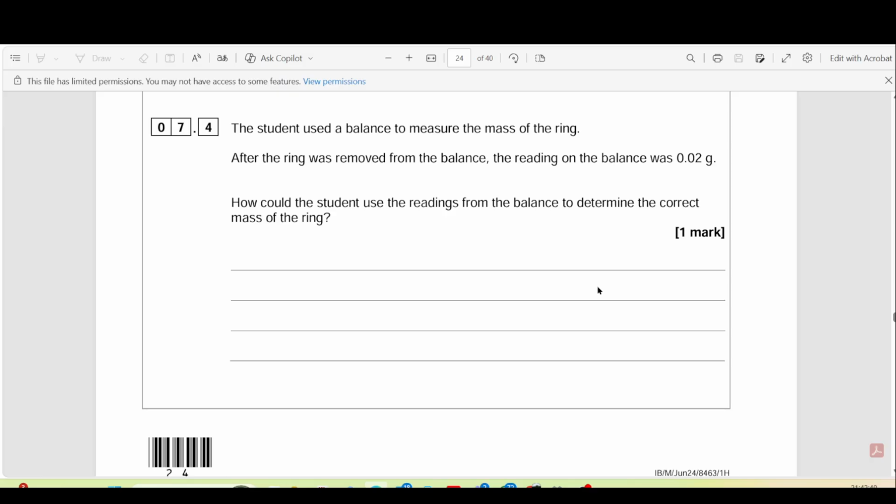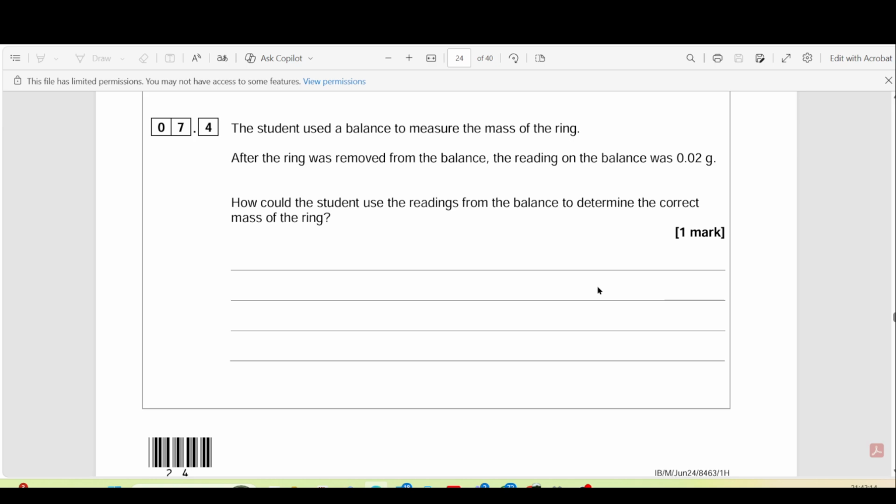Well, he put it on a balance. The reading on the balance was 0.02 grams. So the ring should be equal to 0.02 grams.